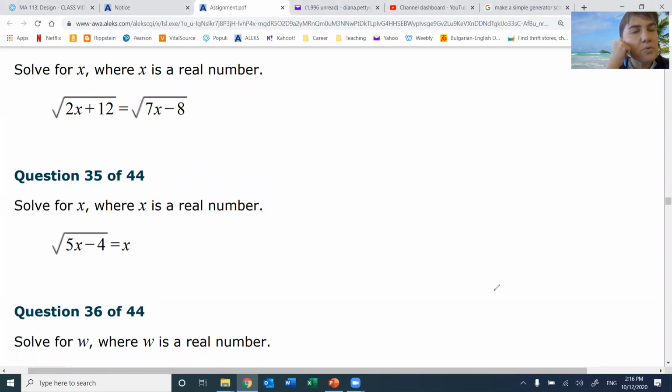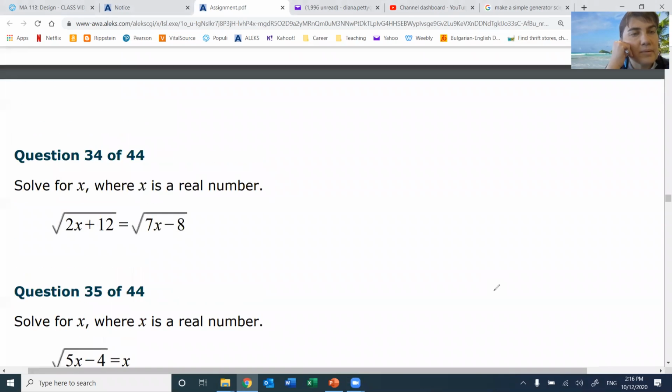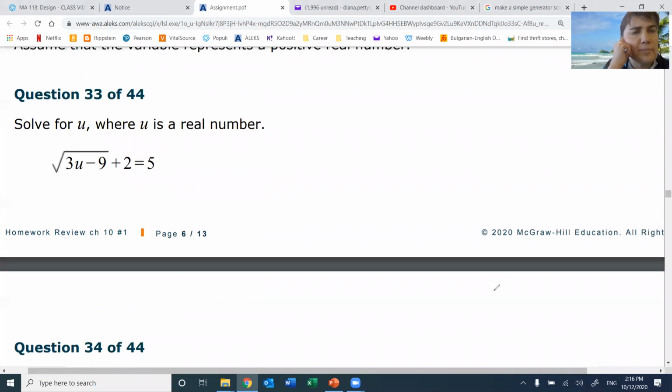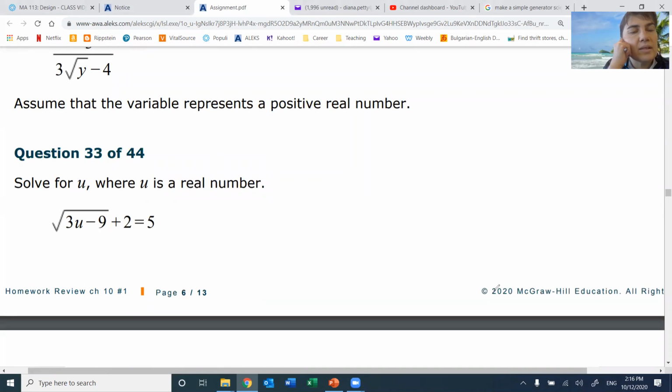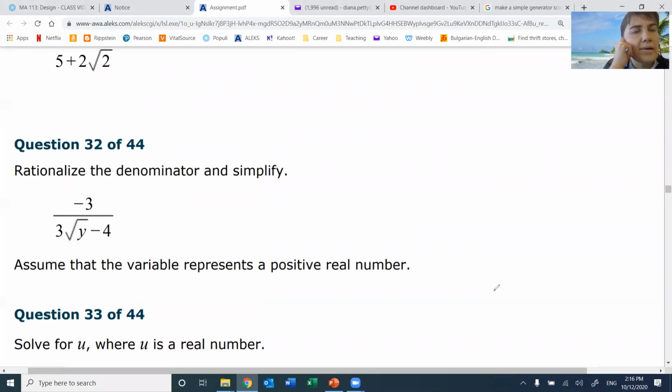The next one is the same, square both sides. Number 34, square both sides. And there are no squares anymore, so then you're good. Don't even need to check. This one, 33, you need to isolate the radical first, right? By minusing the 2, and then the same thing, square both sides. Okay, got it. 32. Let's do 32.